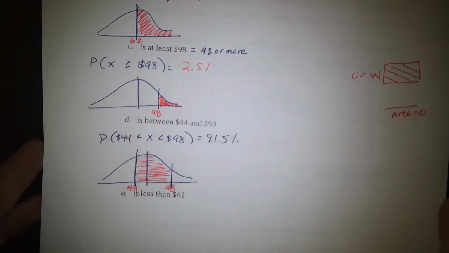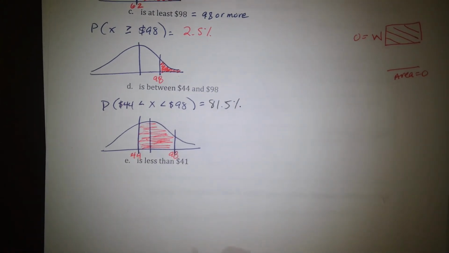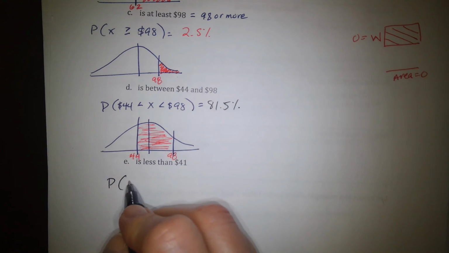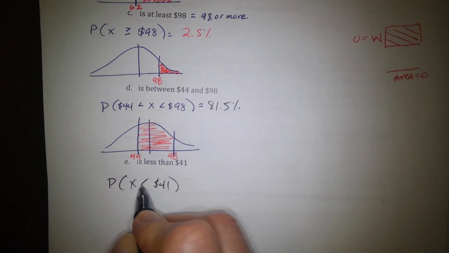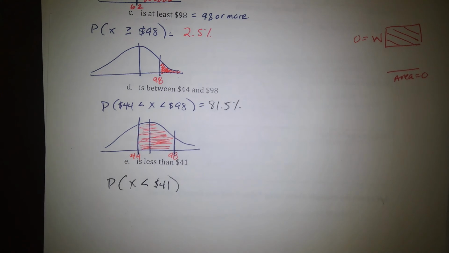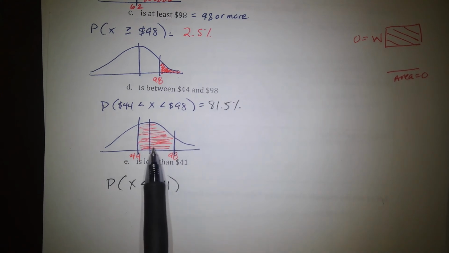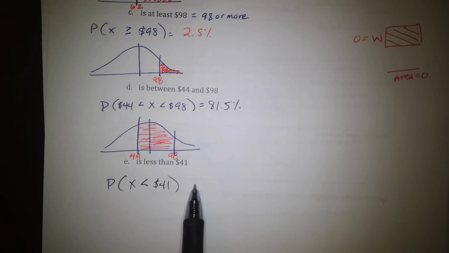All right, last one. I'd like you to think about this one on your own. I'm looking for you to find the probability that x is less than 41. Less than means this. So now is a good time to pause the video. I'd like you to draw the curve, see if you can answer the probability. So pause the video and come back.